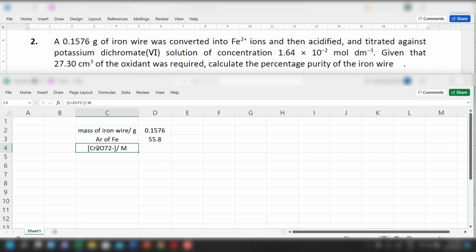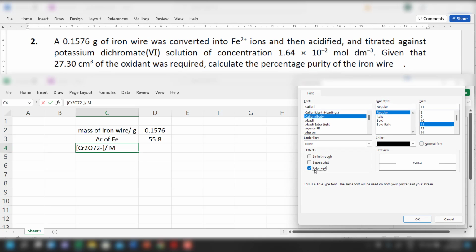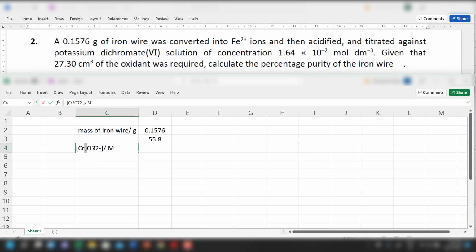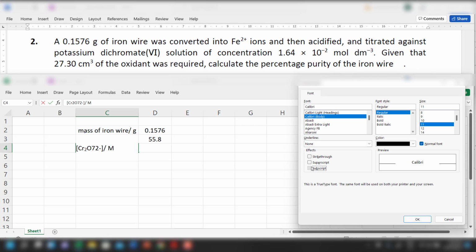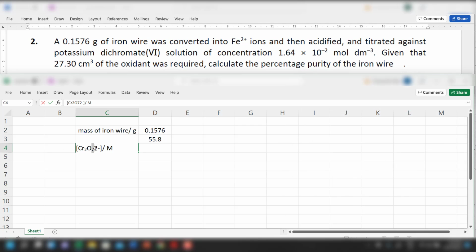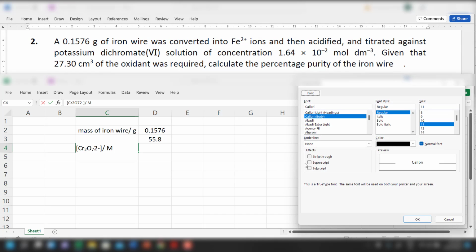I'm just going to change these numbers to subscript. That will be the subscript. I think we have to change them one by one. There isn't really a fast way to do it. So subscript and then superscript. Okay, so that's superscript.